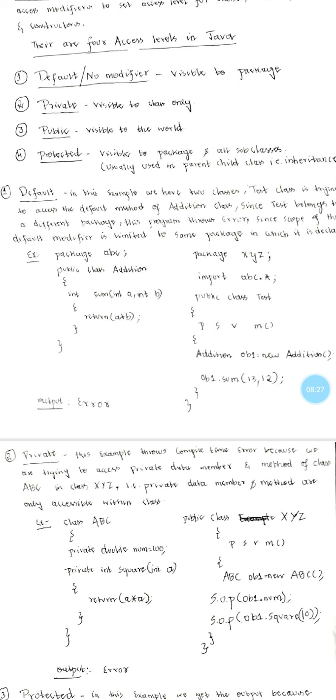Fourth one, protected. It is visible to the package and all subclasses. Okay, that means it is usually used in a parent-child relationship, that is the inheritance concept. When I am using the inheritance concept, I use the protected access modifier. We'll see each one with an example, then you'll understand it better. So of these 4, actually 3 keywords are there, that is private, public and protected, and if you don't give anything, then that is considered as default.